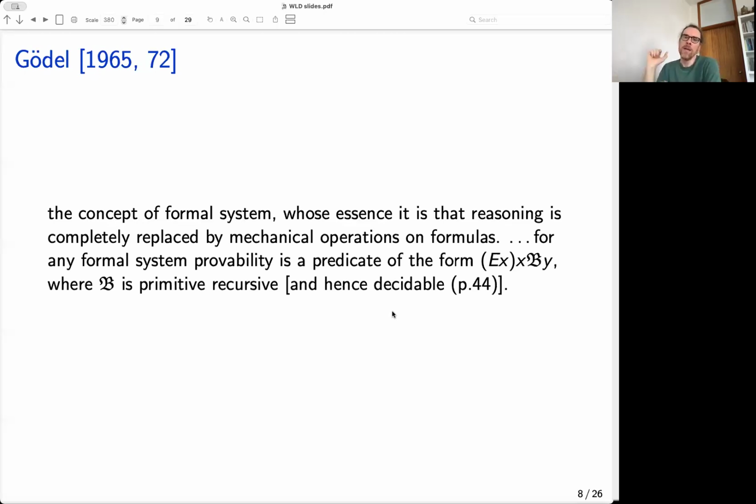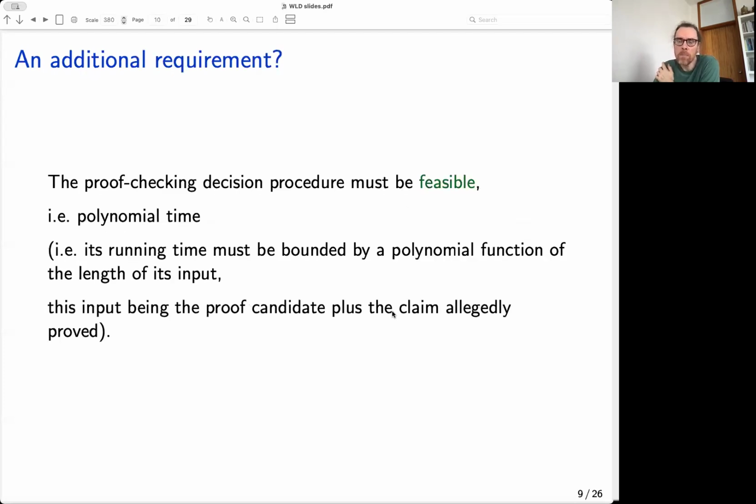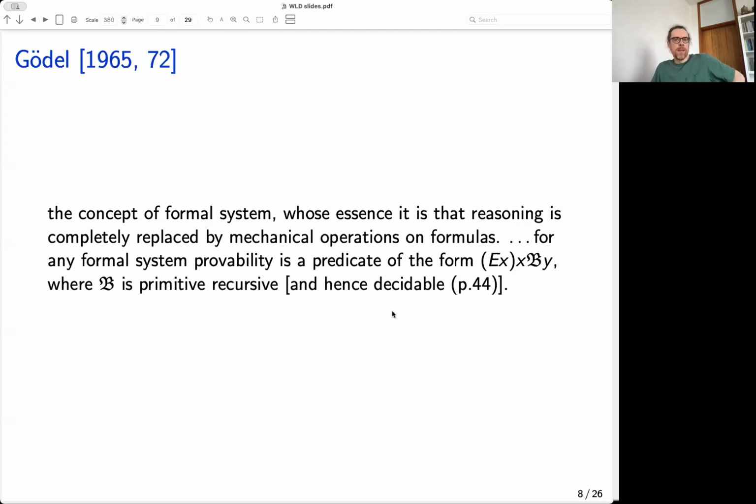Okay, so this idea that there should be an effective procedure for proof checking, or decision procedure, is, I think, really part of the core conception of proof in formal logic. And so then the question is whether we should add something to this.